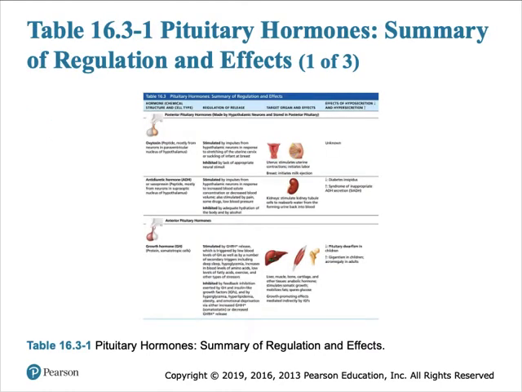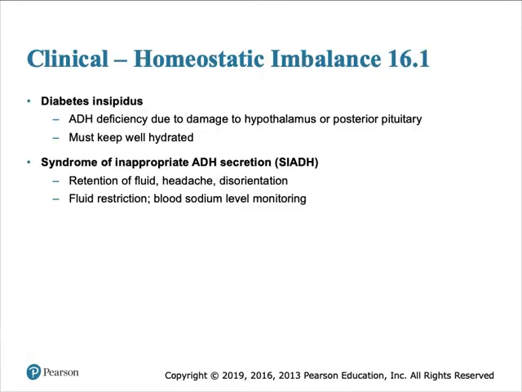All right, so here's a nice summary chart of the pituitary hormones, the anterior and posterior pituitary. So thinking about homeostasis and how things can get out of whack when we have problems with these hormones, you can have diabetes insipidus that occurs when ADH deficiency happens when there's damage to the hypothalamus or the posterior pituitary. Basically, you have to keep well hydrated or you start getting a form of diabetes.